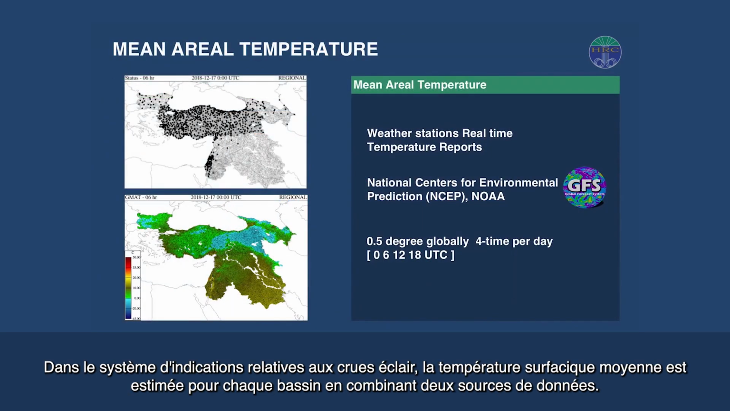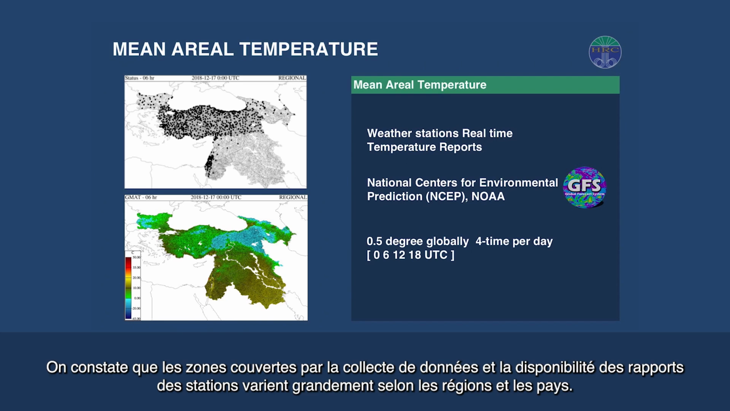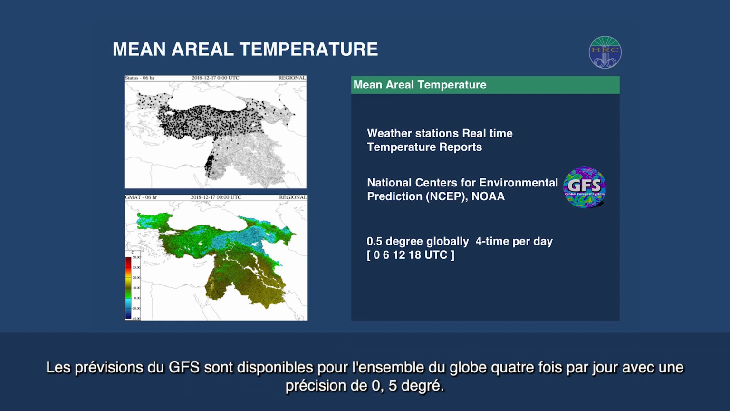In the FFGS, the mean aerial temperature is estimated for each basin by combining two sources of data. The first is real-time temperature reports from weather stations. It can be seen that the distribution and availability of station reports vary largely for different regions and countries. The second source of temperature data is the Global Forecast System, GFS, of the National Centers for Environmental Prediction, NCEP, at NOAA. The GFS forecast is available at 0.5 degree for the entire globe 4 times per day.